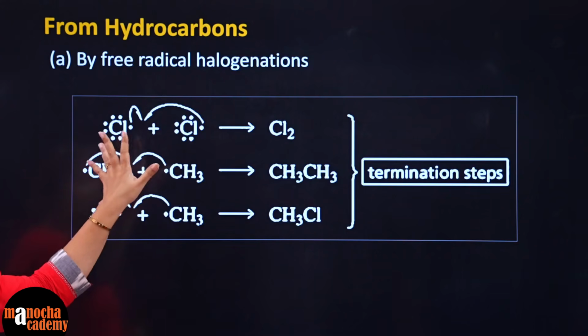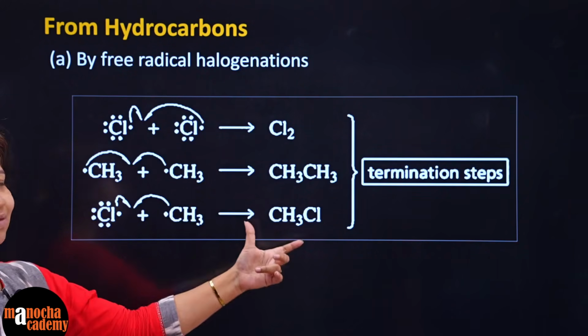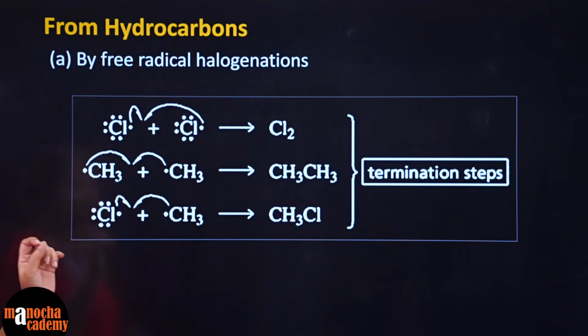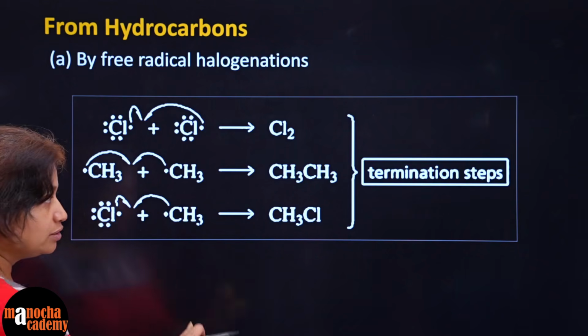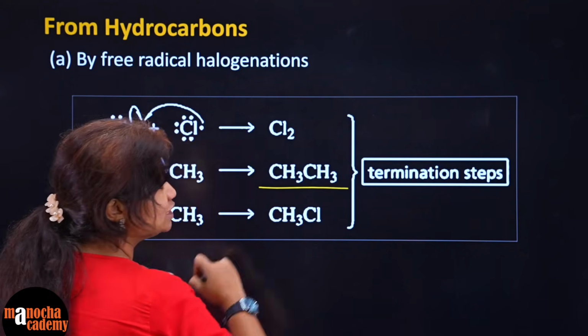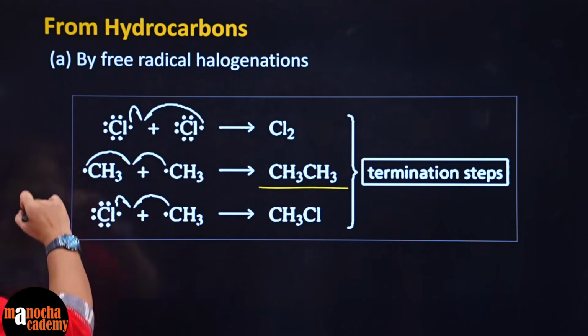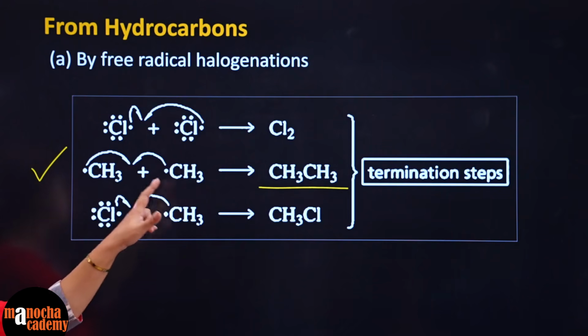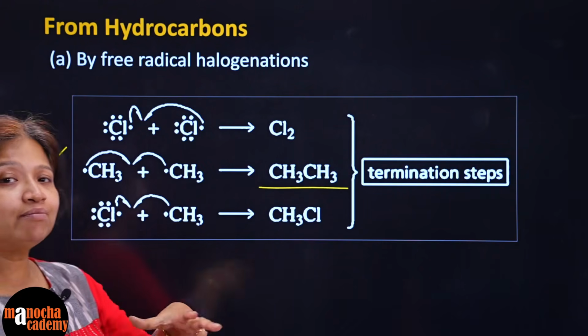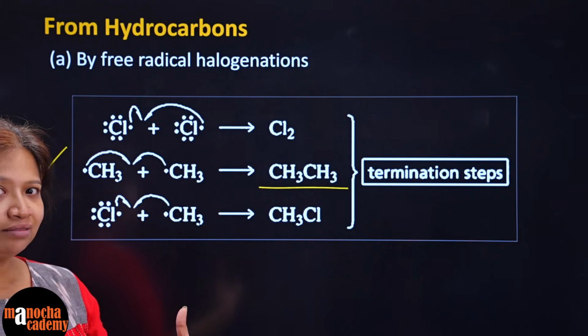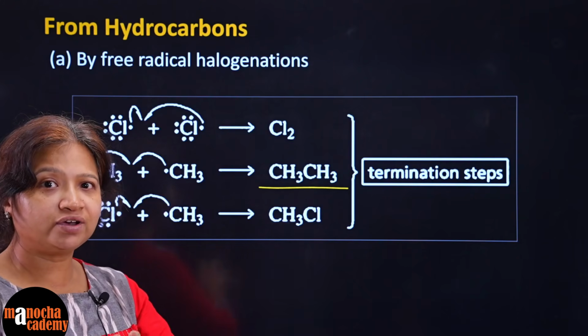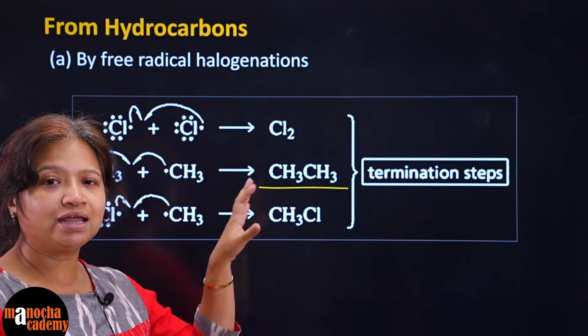If two radicals combine among themselves, then you get this product. Sometimes you are asked, why do we get ethane as one of the products? The answer lies here. The methyl radicals that form, if they combine among themselves, then the reaction will not propagate further, it will terminate at that point.